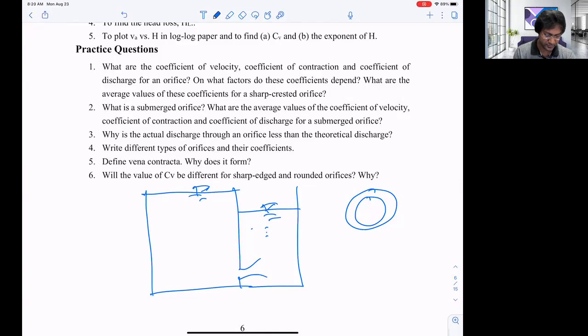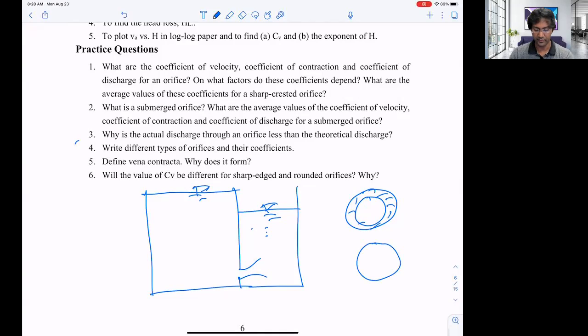Right. So why the number 3? Why is the actual discharge through an orifice less than the theoretical? Definitely it's because of the friction, right? We can't even neutralize that thickness. We can make it like a line, but we can't neutralize that one.